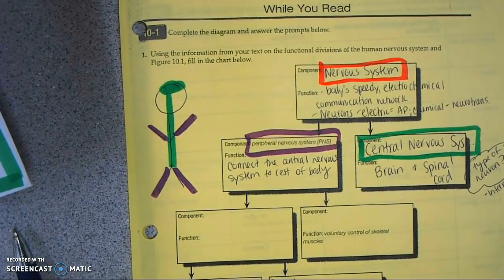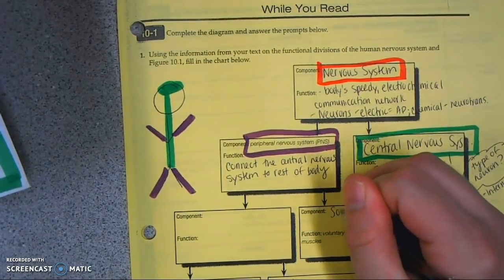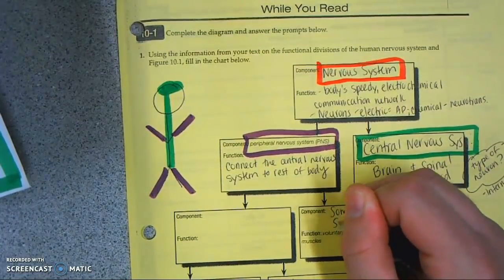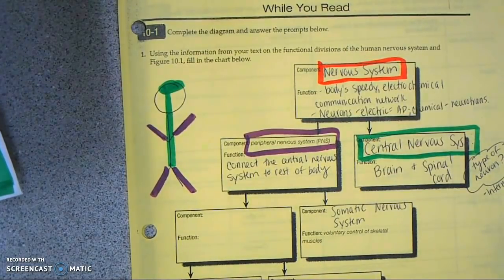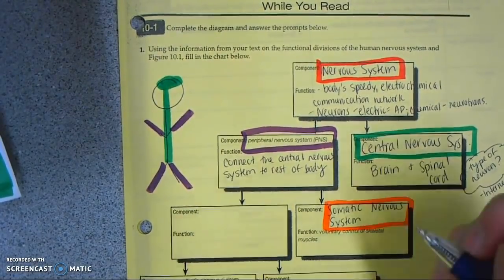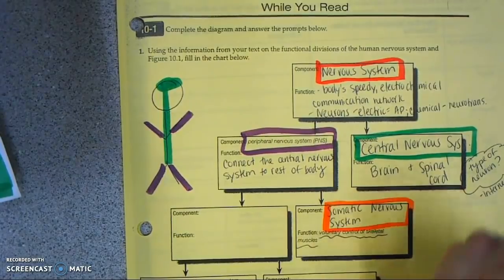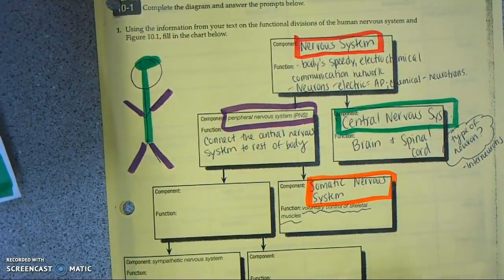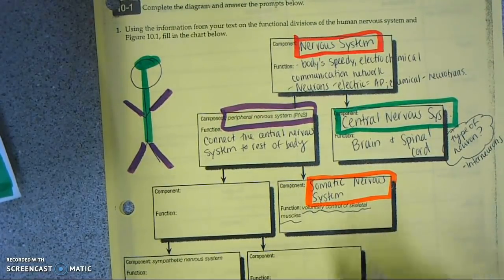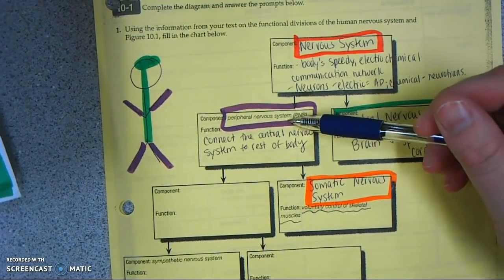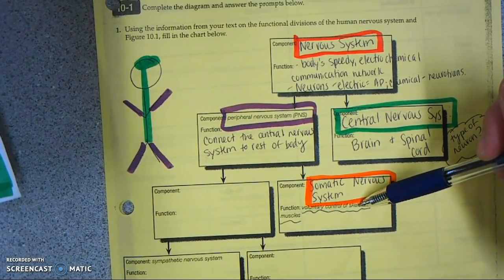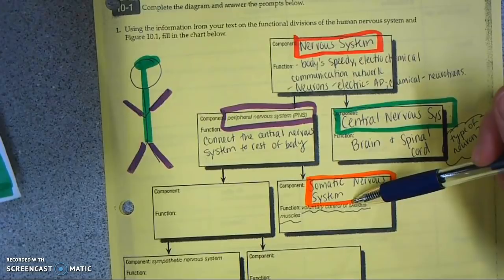The first is the somatic nervous system. That is going to control voluntary movement of your skeletal muscles. If something is voluntary, you're choosing to move. It's a division of the peripheral nervous system, but it controls voluntary movement of your skeletal muscles. This is what allows your voluntary movements.